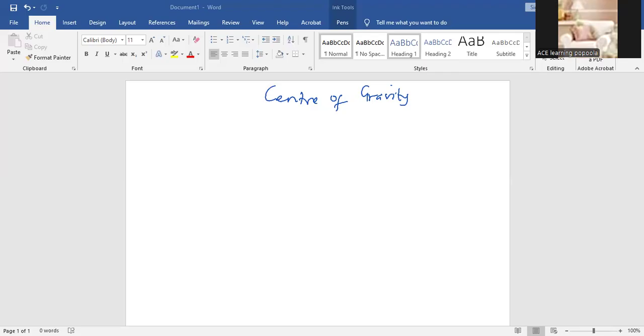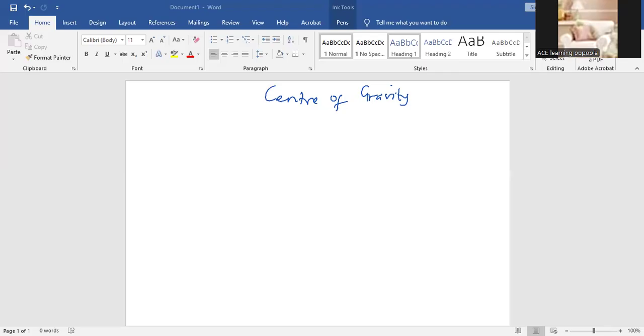So that is what the center of gravity is. It is the point in a body or an object where the weight of that object appears to be acting. So when you apply an opposite force at that point, it will balance that object. Okay, I hope this is understood.